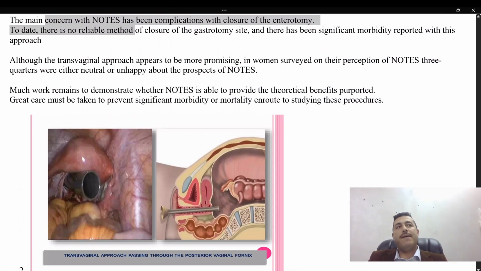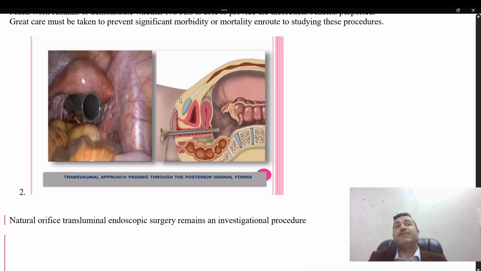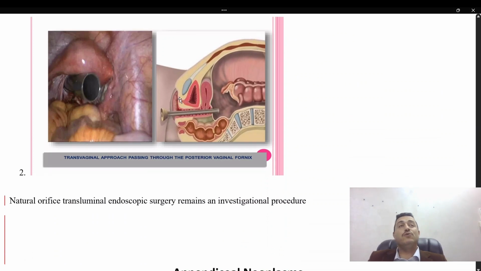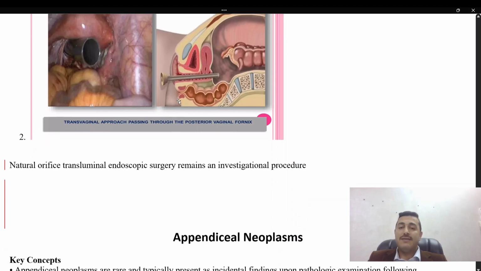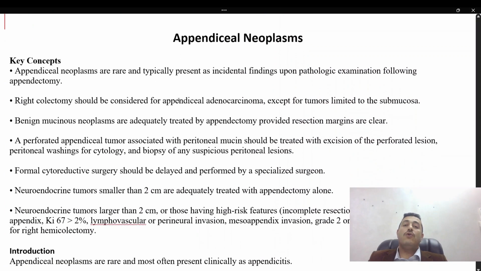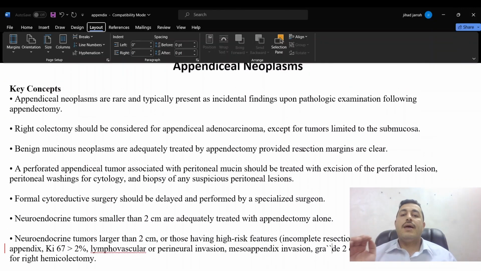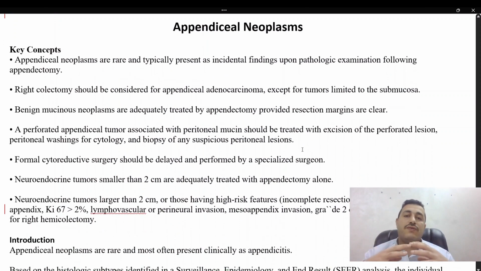Okay, here we finished our first part of this lecture. We reviewed the appendix, appendicitis, different operative approaches, timing, when to do conservative or surgical treatment, etc. Now we move to the second part of our lecture, which is the appendiceal neoplasm. We will try to make it simple and brief.